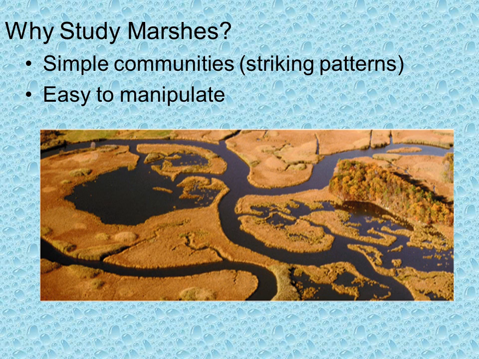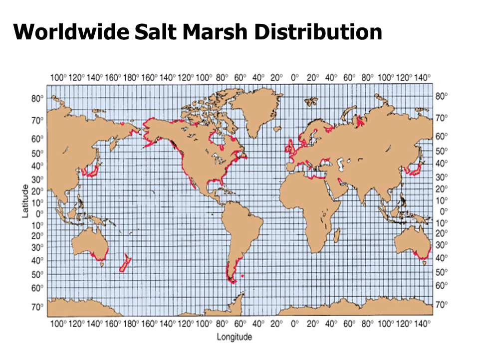Now, marshes tend to be simple communities. They tend to be easy to manipulate if you're ever going to study them as well. Marshes are found worldwide, and they're not usually distributed in the tropics too well. But you can see for all areas in the red where they're found. A lot of people look at Australia and think, oh, it's all tropical there, but not really. The southern parts of Australia are very temperate in nature and would be considered cold temperate habitats.